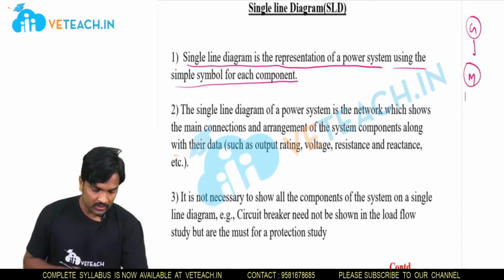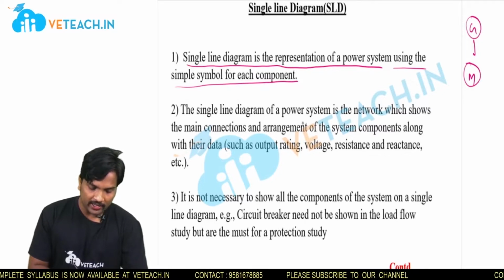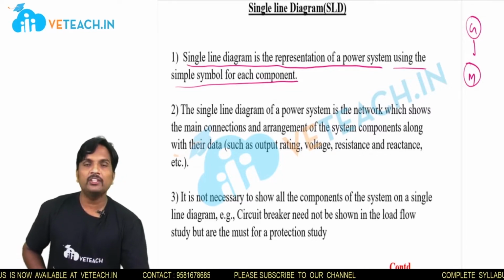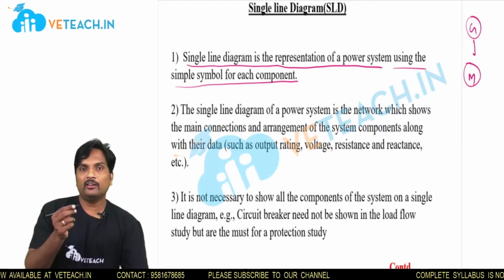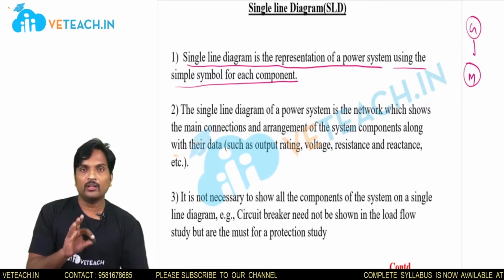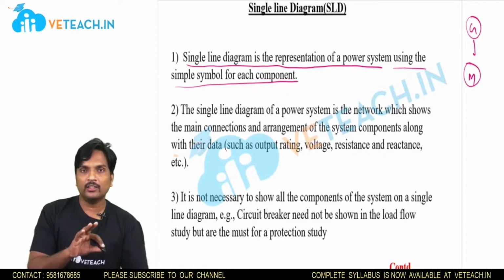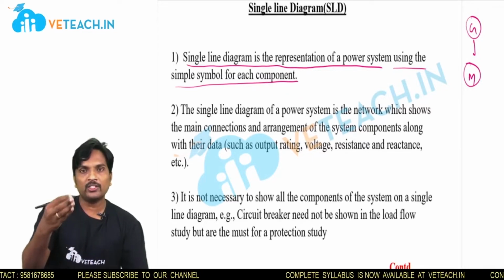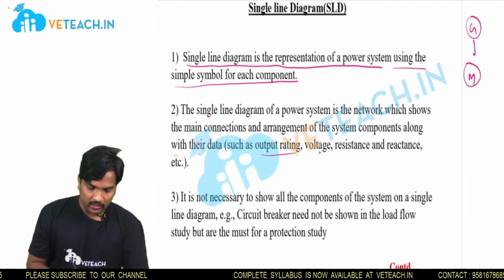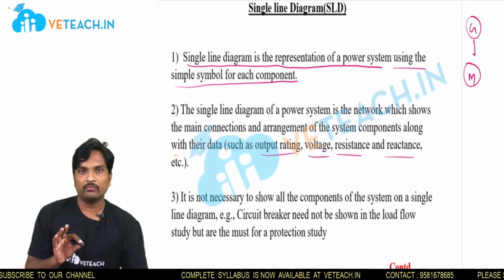A single line diagram of power system is the network which shows the main connections and arrangements of the system components along with their data. That is, in single line diagram, the data given for the machines will never get eliminated. Those data will be present there. Only the thing is, we represent all the components in the power system in terms of simple diagrams. Their output rating, their voltage rating, their resistance and reactance values will never get eliminated.